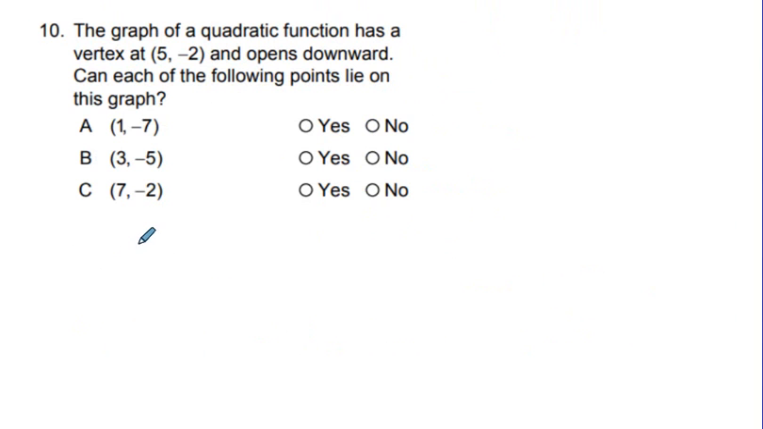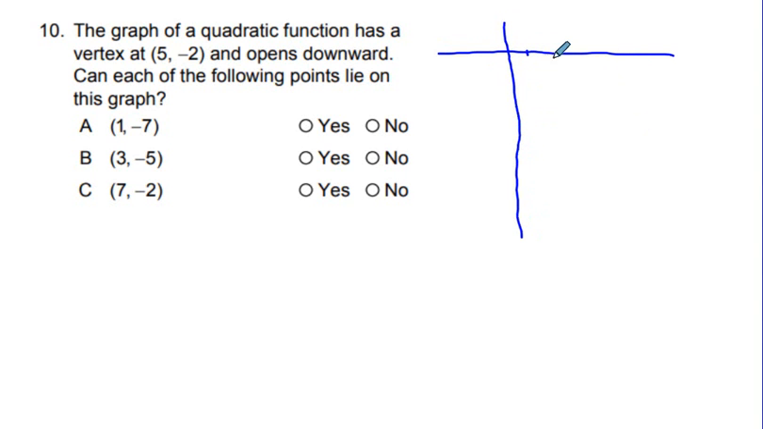10. The graph of a quadratic function has a vertex at (5, -2) and opens downward. Can each of the following points lie on this graph? Well, my strategy for this one is to make a sketch of this vertex and then try these points to see if they work. So I put (5, -2).